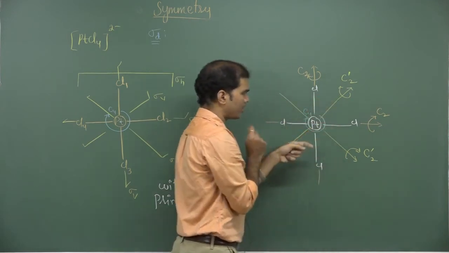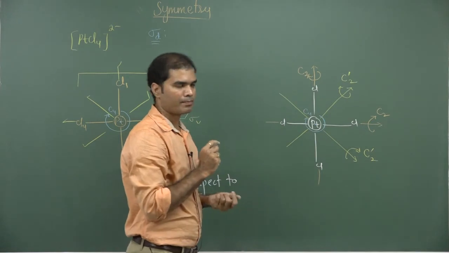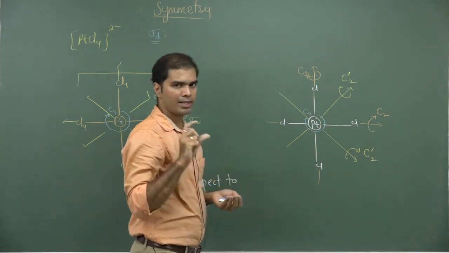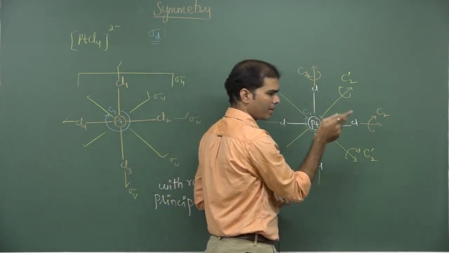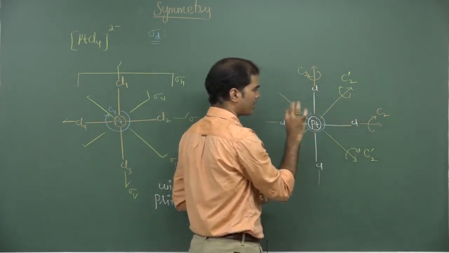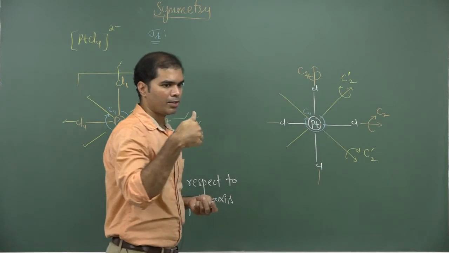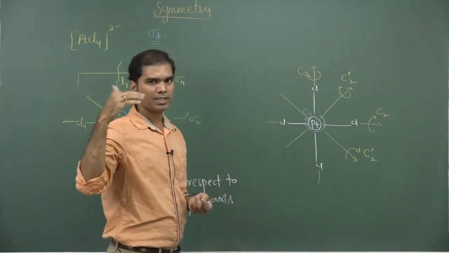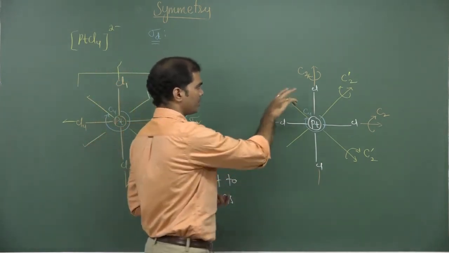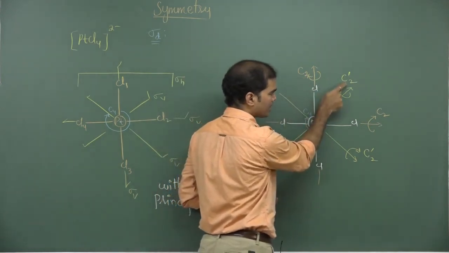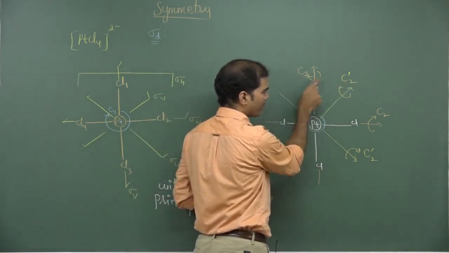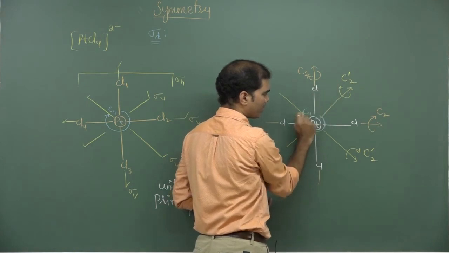What is, by definition, a dihedral angle? A dihedral angle is an angle subtended between two similar and consecutive C2s. Similar in the sense, now don't compare this similar to the beginning one we have discussed, same and similar. Here what similar means: this is a C2, this is a C2 prime. Between these two there is an angle.